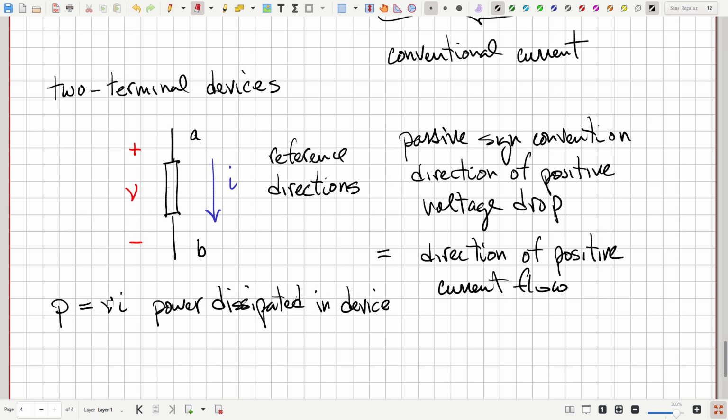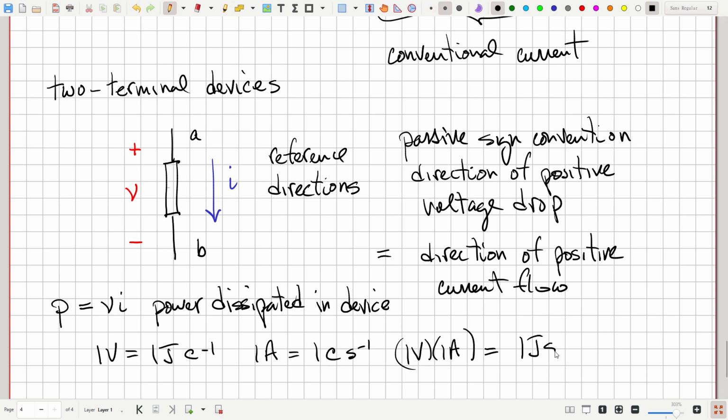And we can see from the units, because 1 volt is 1 joule per coulomb, and 1 amp of current is 1 coulomb per second. So multiply those together, and 1 volt times 1 amp is joules per coulomb times coulombs per second. The coulombs cancel out, and that just leaves 1 joule per second, which is power. That's 1 watt. So this has units of watts. It is the power that's being transferred to the device from the current, given the voltage drop.